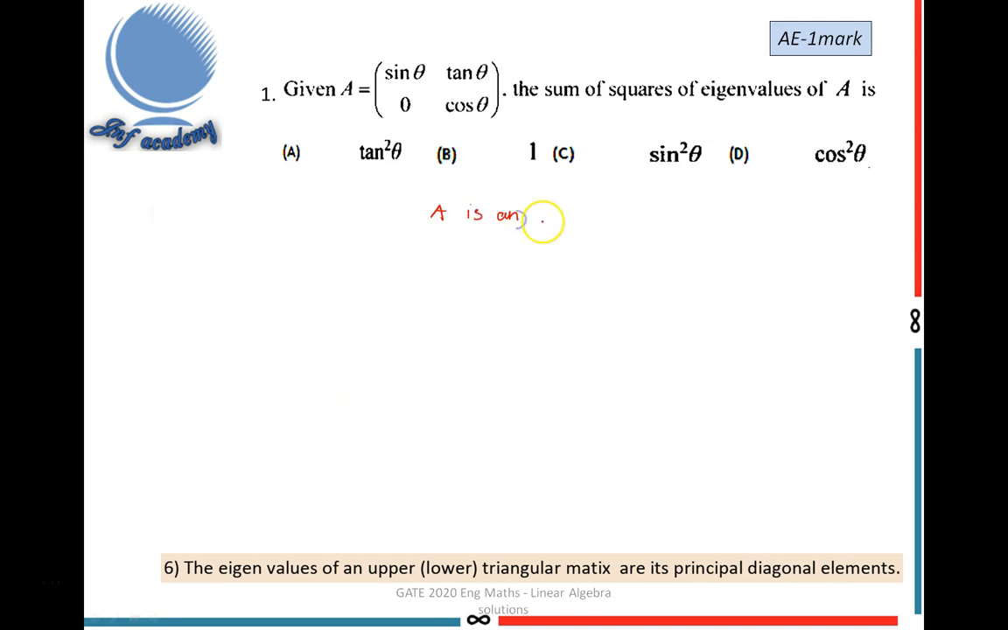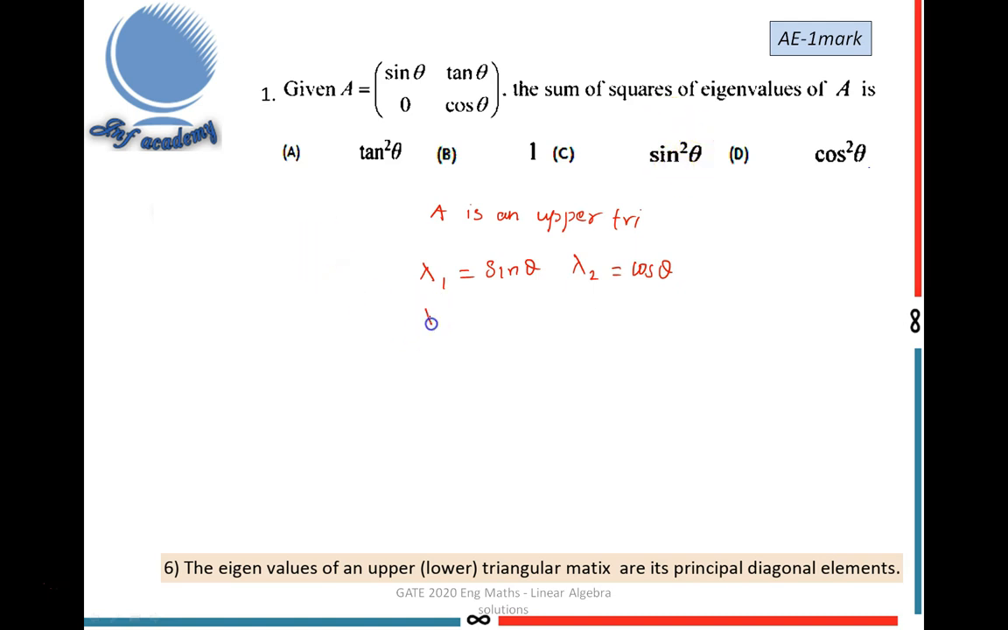A is an upper triangular matrix. One property of eigenvalues says the eigenvalues of an upper triangular matrix are its principal diagonal elements. You can find that property at the bottom of this slide. So the eigenvalues of the given matrix are lambda 1 equal to sin theta, lambda 2 equal to cos theta. You have to find the sum of squares of eigenvalues of A.